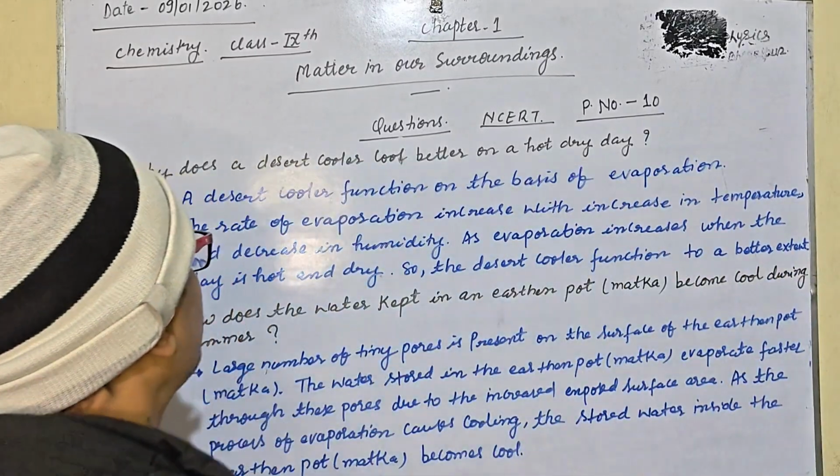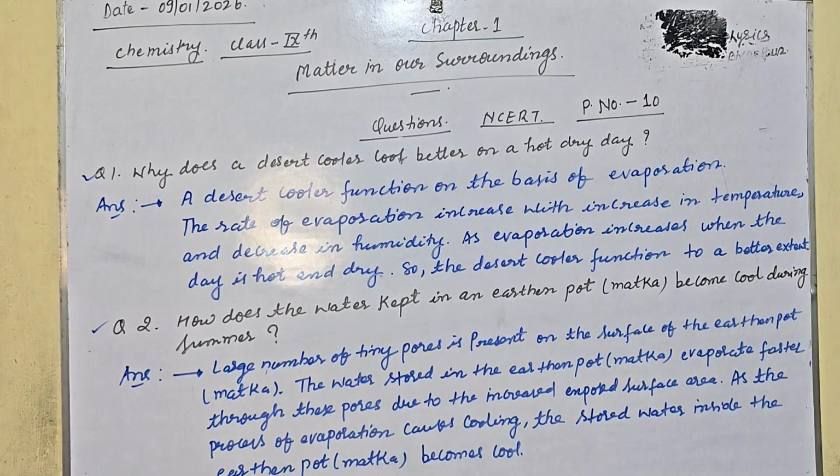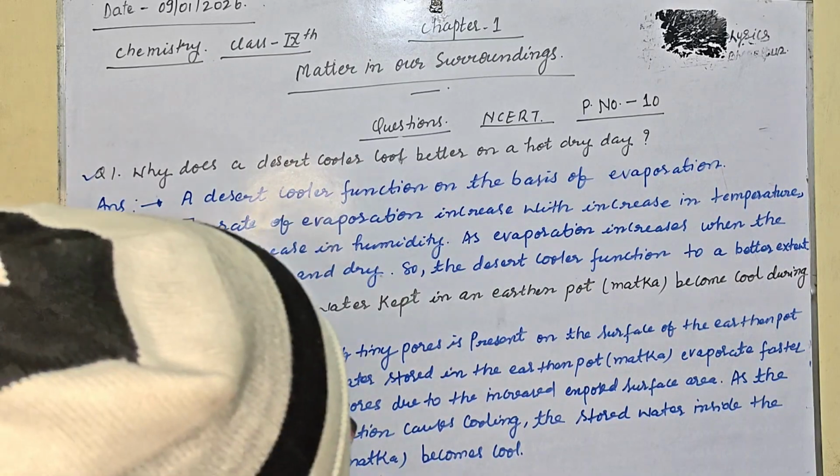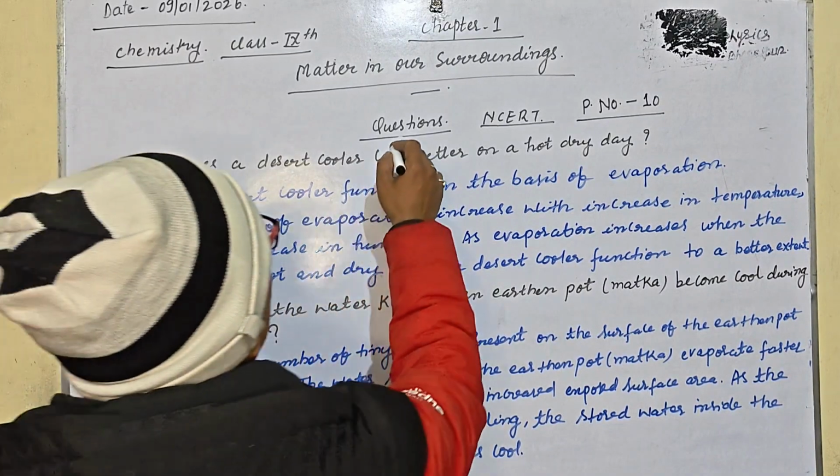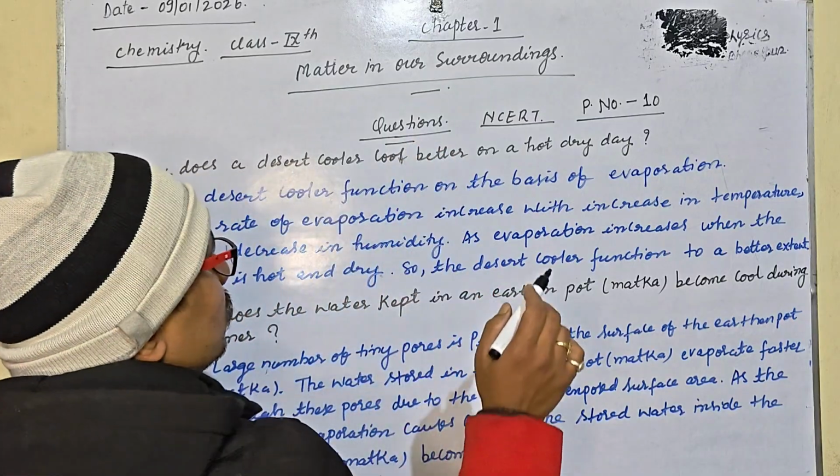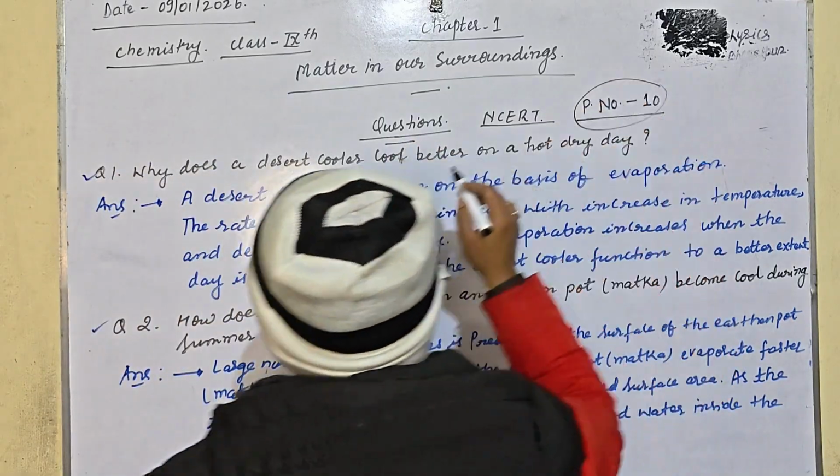So let us discuss the chapter number 1, Matter in Our Surroundings. This is the class 9th chemistry, date 9th January 2026. These are the questions of NCERT. We are going to discuss the questions of NCERT, page number 10.